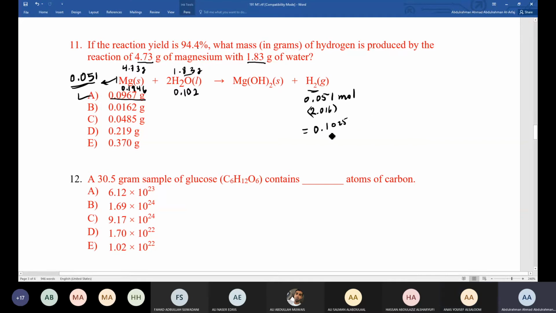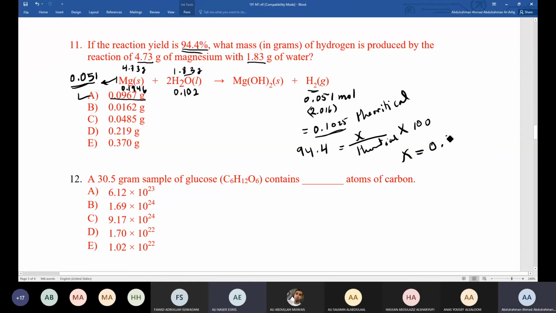Now, this number is what? Theoretical yield. What's the percent yield? 94.4 equal to what? Actual over theoretical times 100. So what's X? 0.0967. Yes. Good.